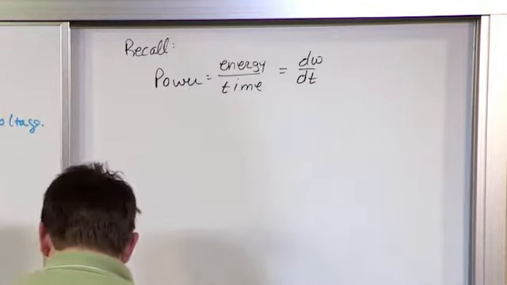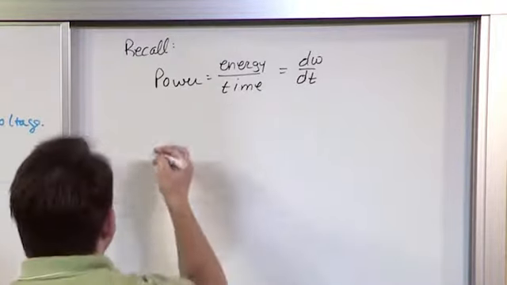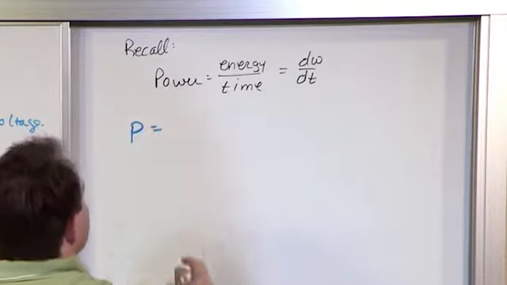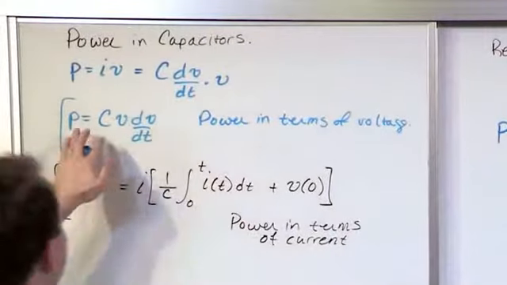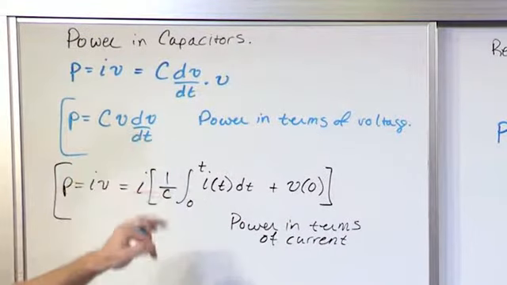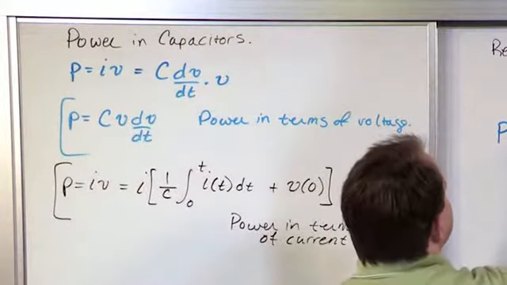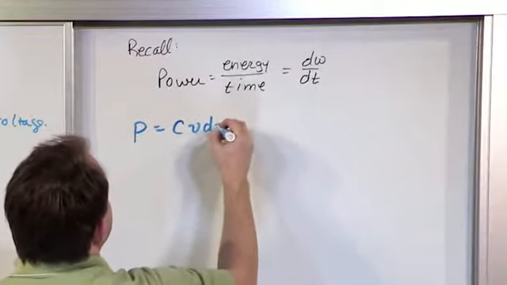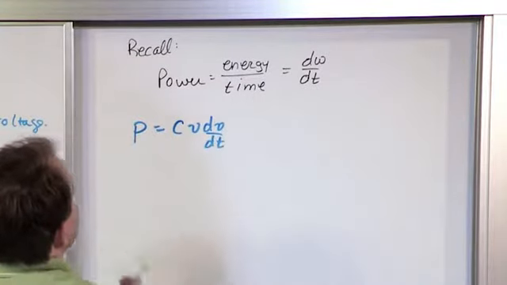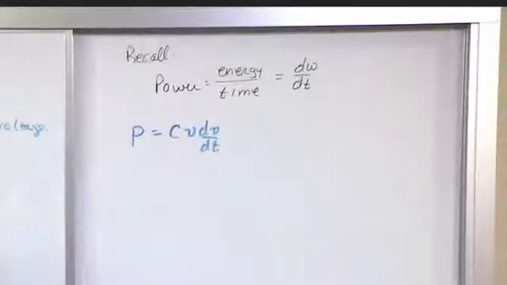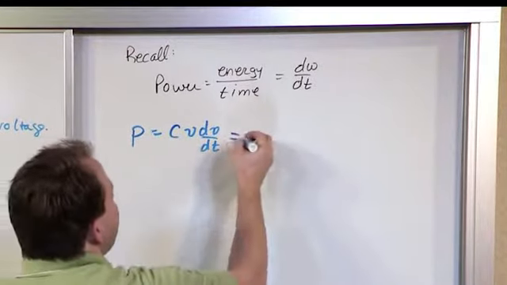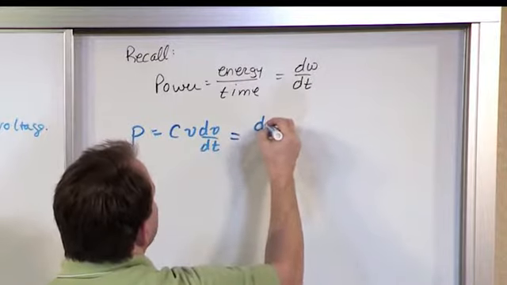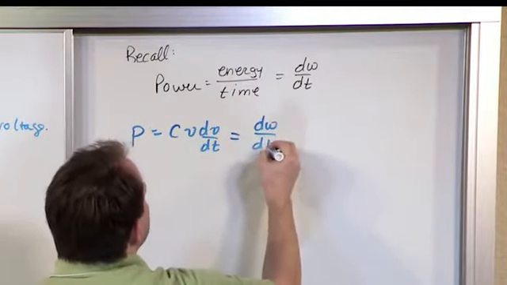So what that means is that P is, from before, the power we already got, C times V times dV/dt. This is what the power is in a capacitor. So this is the power flow as it relates to a capacitor, and we're just saying above that power is always equal to the derivative of energy per unit time.